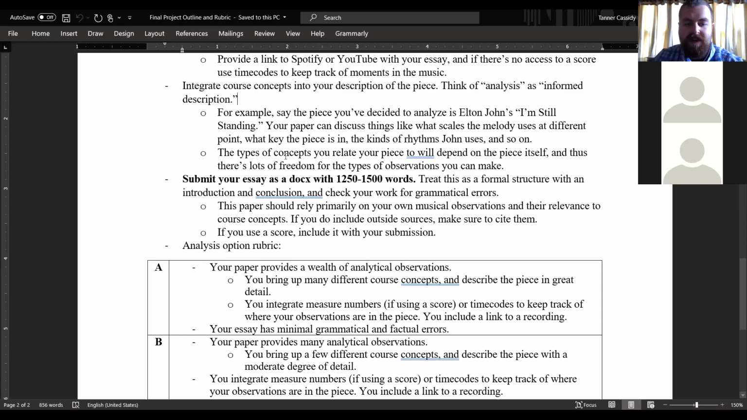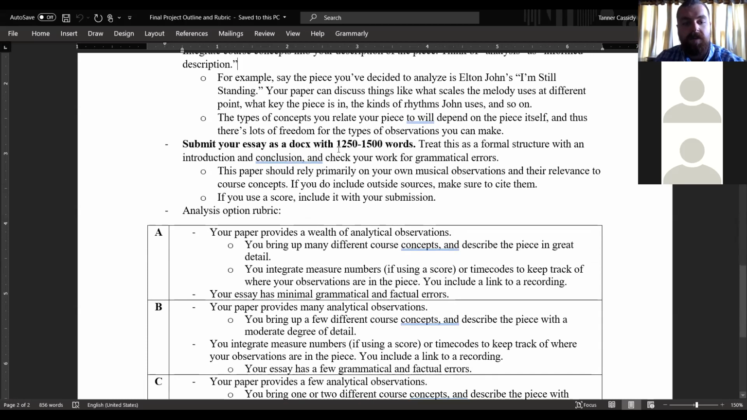The types of concepts you relate your piece to will depend on the piece itself. So you can't necessarily talk about everything for every piece. Every piece is different, so there's lots of freedom in what you can focus on. You have to incorporate some detail about some things, but say the rhythm in your piece isn't super interesting. Well, you don't have to talk about it then. That's fine. This is going to be a longer write-up, 1250 to 1500 words. Not terribly bad.